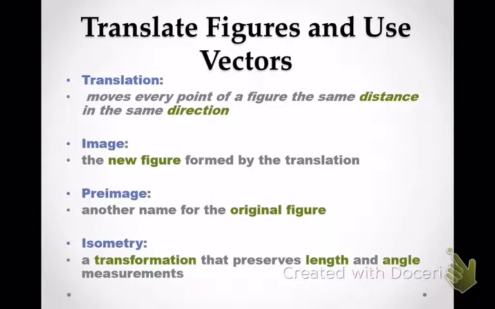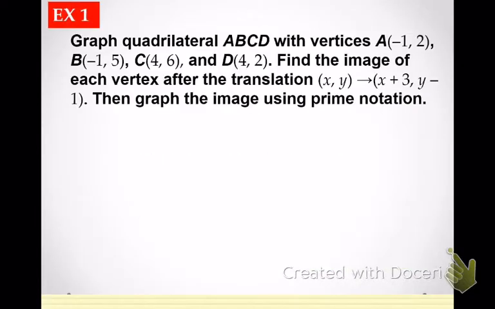And then last but not least, this vocabulary term, isometry. If a transformation preserves length and angle measure, then it's an isometry. In other words, if what you start with is congruent to what you end up with, then you've used an isometry. Okay? Translations are isometries. When we slide a shape, we're not going to change the size of it or what it's shaped like. So the pre-image and the image are going to be congruent.